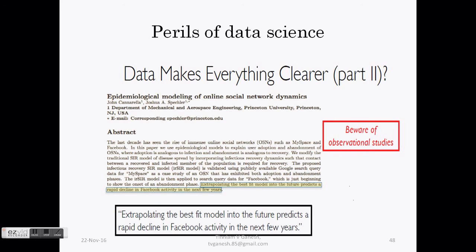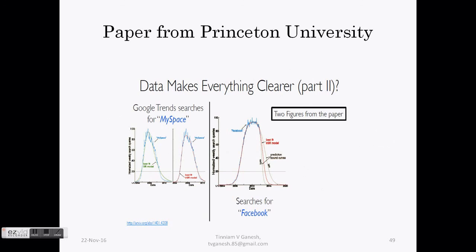There's a very interesting incident which happened in the last couple of years. Princeton came up with a paper known as the epidemiological modeling of online social network dynamics, in which they did some analysis by searching Google Trends, and they claim that the best fit model predicts a rapid decline in Facebook activity in the next few years. How they came to this conclusion was they looked at the Google Trends searches for MySpace. With Google Trends, you can type in a keyword and it will tell you the trend. MySpace went to a peak and then declined. They said that Facebook also reached a peak in 2012, and the number of searches in Google Trends is dropping. So hence Facebook will disappear in the next couple of years.